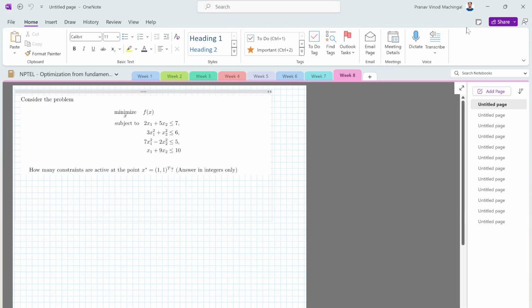Okay, so today we'll be discussing week 8 problems. What was discussed in week 8 was tangent cones, and then some properties of tangent cones for constraint optimization settings, and then constraint qualifications.